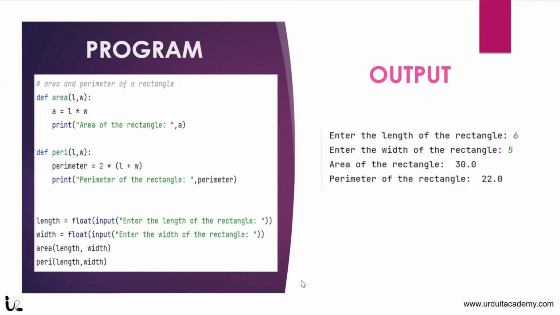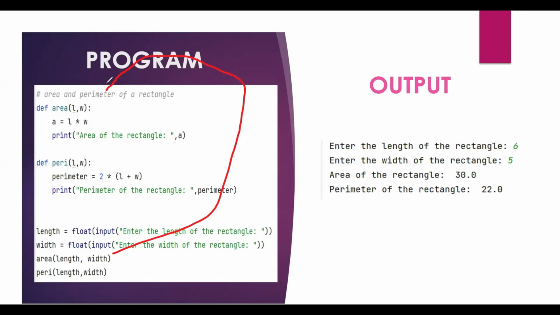Whenever you are calling the area function, it will directly go up here. L will be the length you have specified, suppose it's 6, and width will be the width, 5. So L and W will be 6 and 5. So area will be 6 into 5, and it is printing the area, 30. Same for the perimeter.